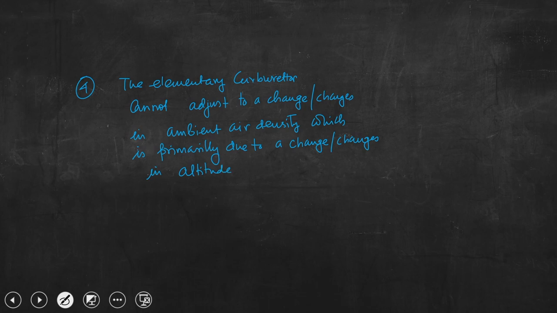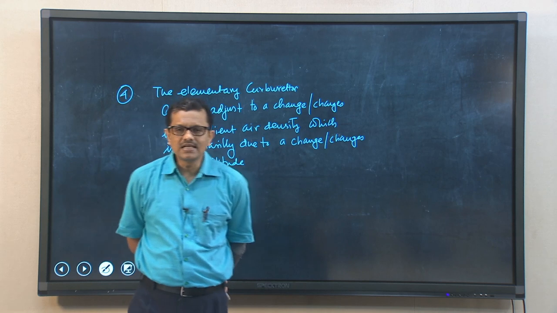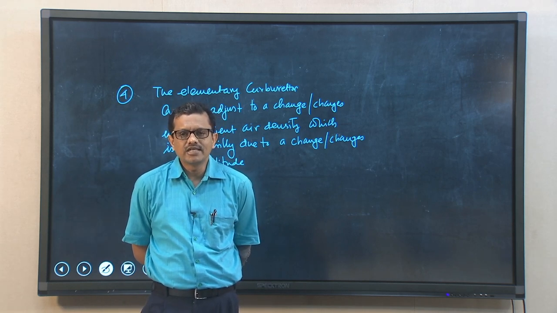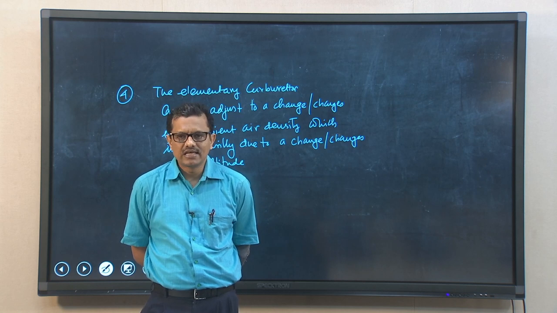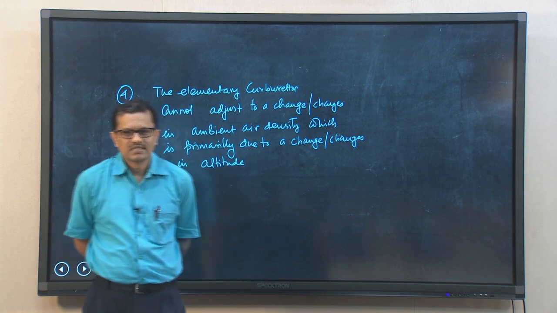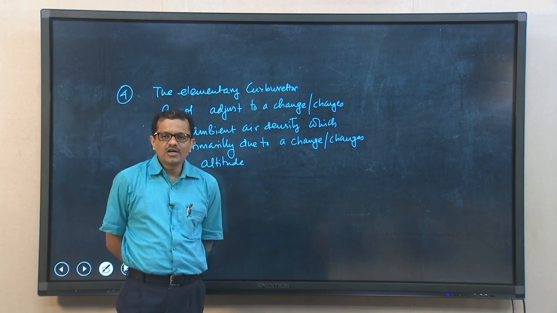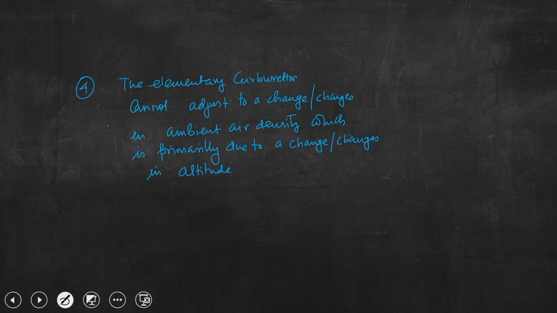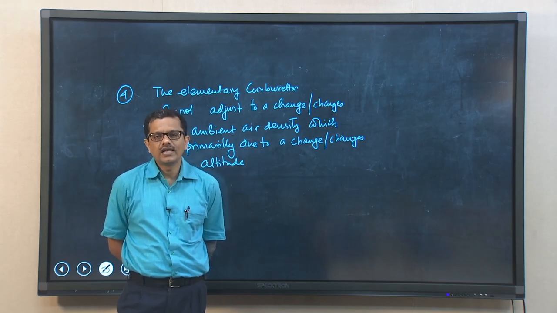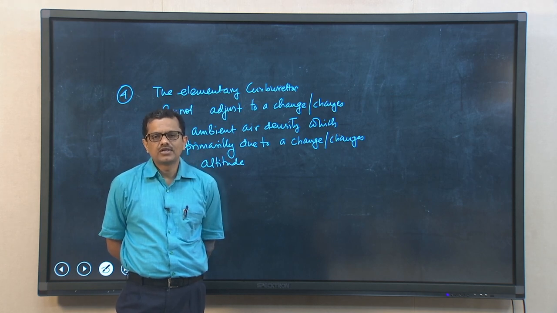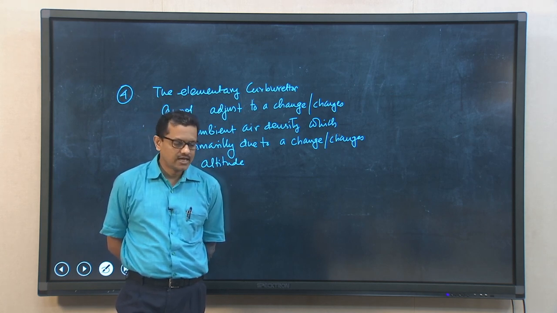So, this is again an important drawback. If the engine is attaining certain height with a change in altitude, ambient air density will change. If that is the change, then the engine needs the required mass flow rate of air for its efficient operation, but a simple carburetor cannot adjust that due to changes in ambient air condition. So, this particular aspect also should be taken into account while modern carburetors are designed.